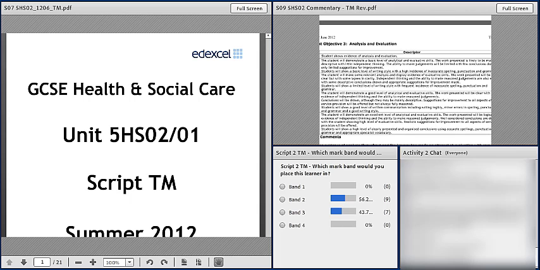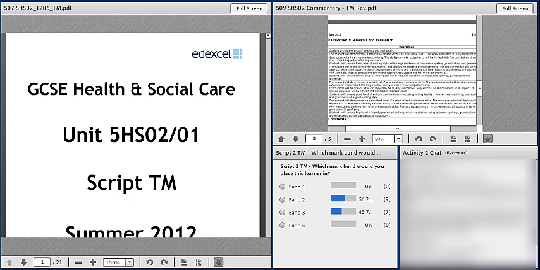So it's only if you're looking at the top 2 mark bands, where it should be a good level of quality of written communication, that you would knock the learners down. I hope that's clear for you.